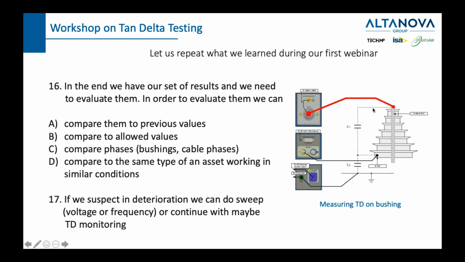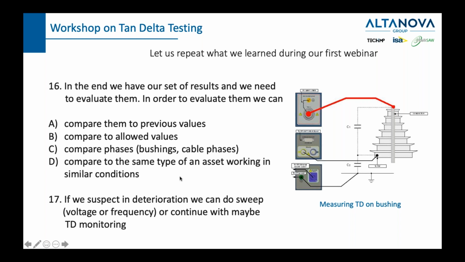A fourth way we can assess the results is if we have the same asset with the same age and the same producer in the substation, for example, two transformers, same power, same producer, same age. If we measure one, we expect more or less to get the same numbers from the other one.